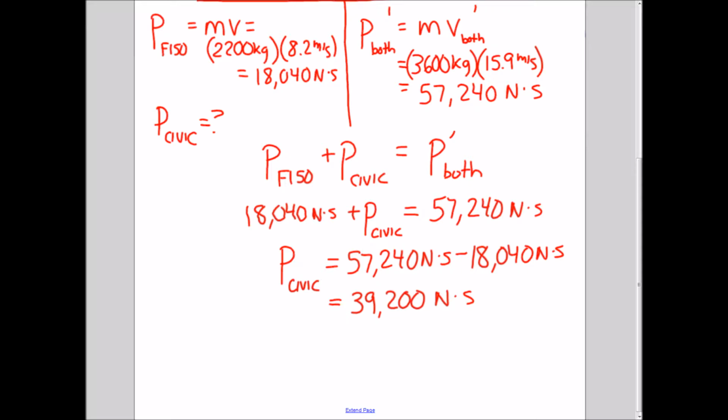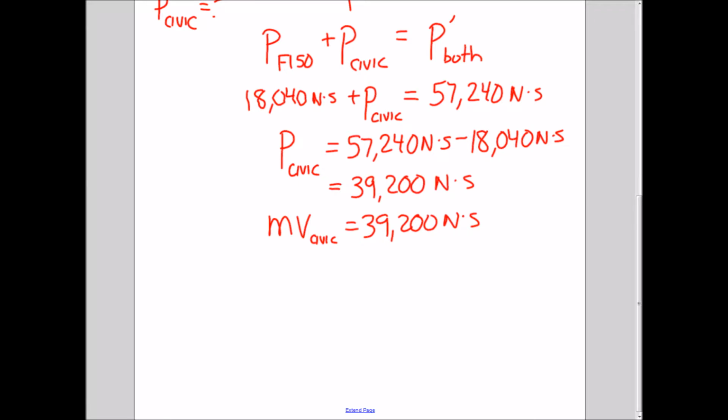Well, now that I know what the momentum of the Civic is, I can figure out the velocity of the Civic, because the mass of the Civic times the velocity of the Civic will be equal to 39,200 Newton seconds. And the way I find the velocity of the Civic is I simply take the momentum of the Civic and I divide by the mass of the Civic, which is 1,400 kilograms. And when I do that math, I get 28 meters per second.